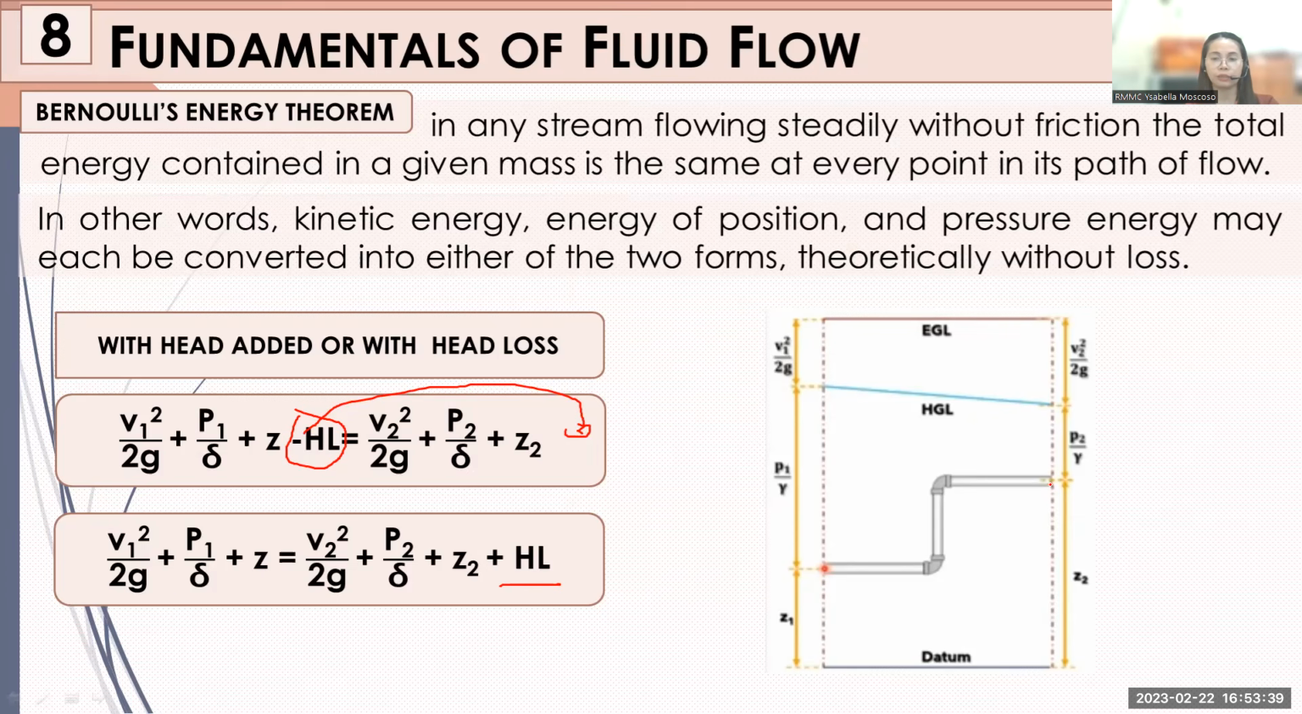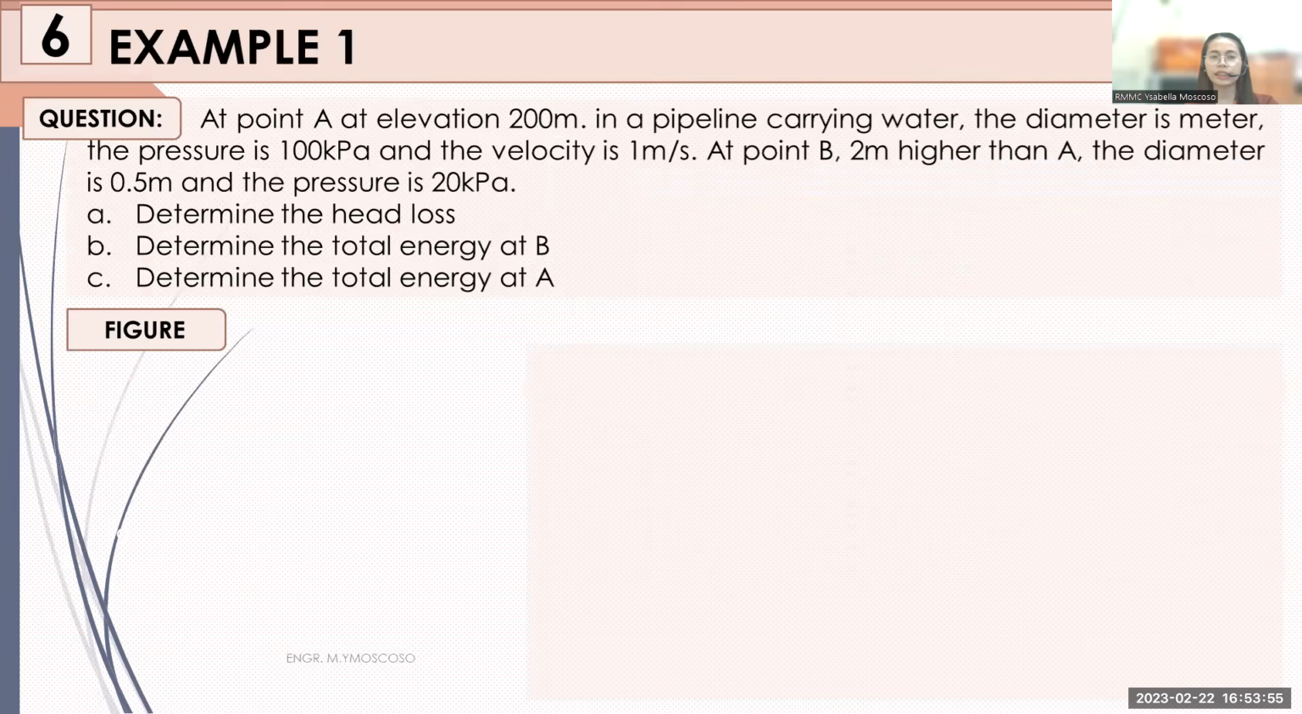Okay, at point 2, that is the end naman. So dito, wala nang friction kasi end naman ito ng flowing ninyo. So, itadagdag na natin yung head na nawala sa inyo. Okay, so this is your energy equation considering you have head losses. Let us try to solve an example para mas maintindihan ninyo kung ano yung dinidiscuss natin.